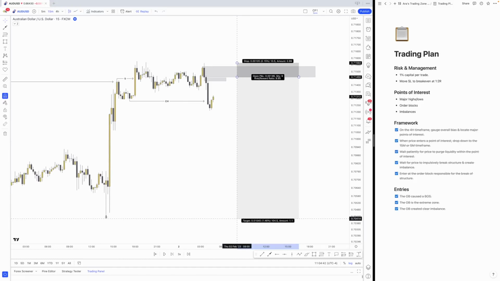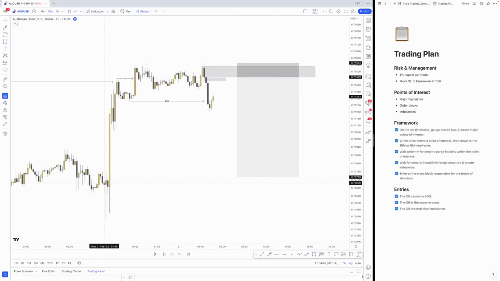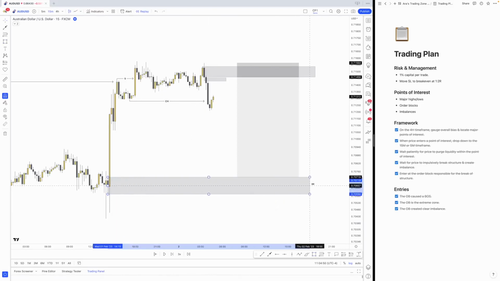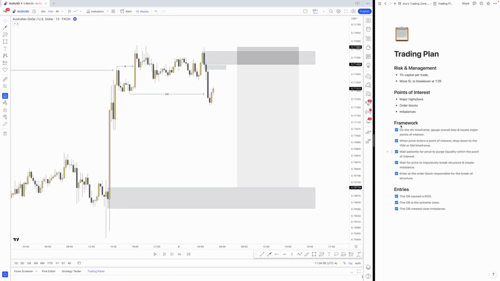However, I feel that it would be safer to set it at the high of this order block here, just in case that could be a continuation point for bullish price action. So that seems like a healthy trade, and it checks everything off of our trading plan list. So let's play this forward and see what happens.